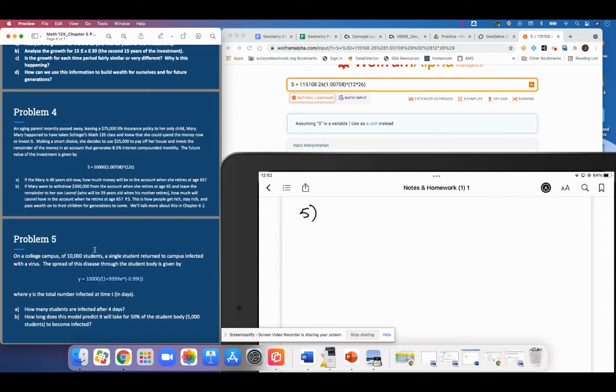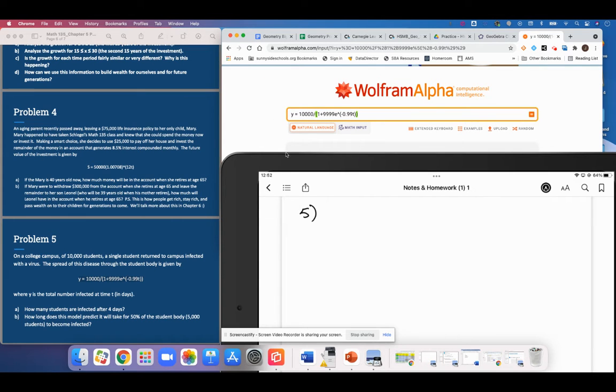And so we are asked how many students are infected after 4 days, and how long does this model predict it will take 50% of the student body to become infected. And 50% of the student body would be 5,000 students. So let's go ahead and run that in here. This is an easy one.